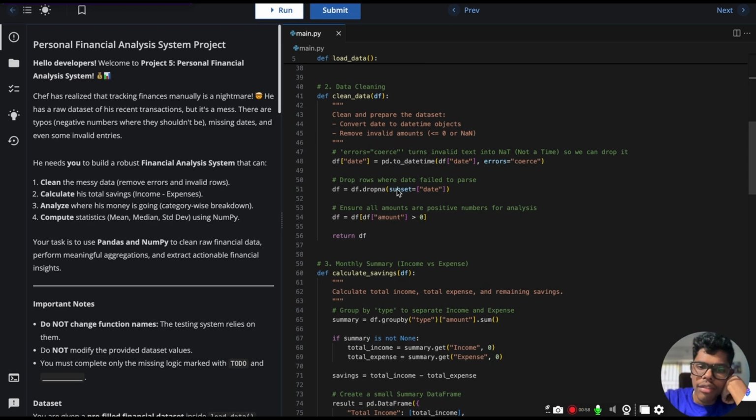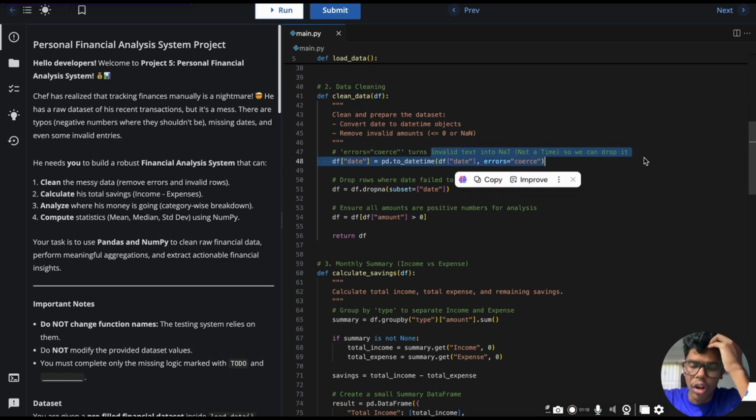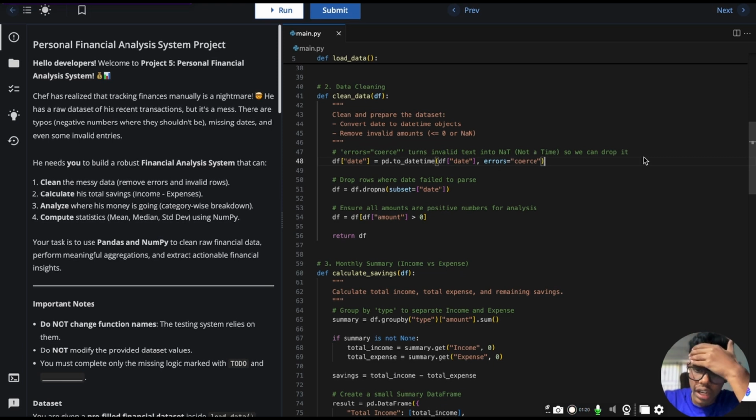Now we have to check if the date is in an invalid form. So how do we check that? Basically, if we are able to convert the date into a datetime, then it is valid. If it is not, then it is invalid. So here this coerce basically turns invalid text into NaT, not a time. So invalid text is converted into not a time, so we can drop it.